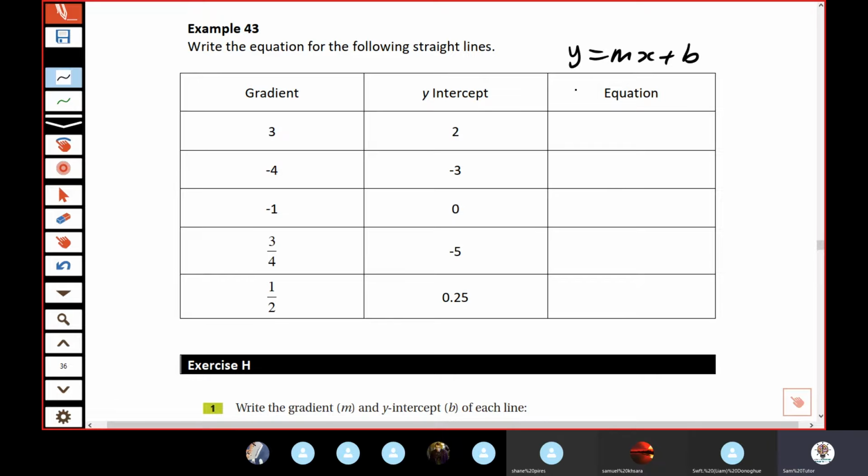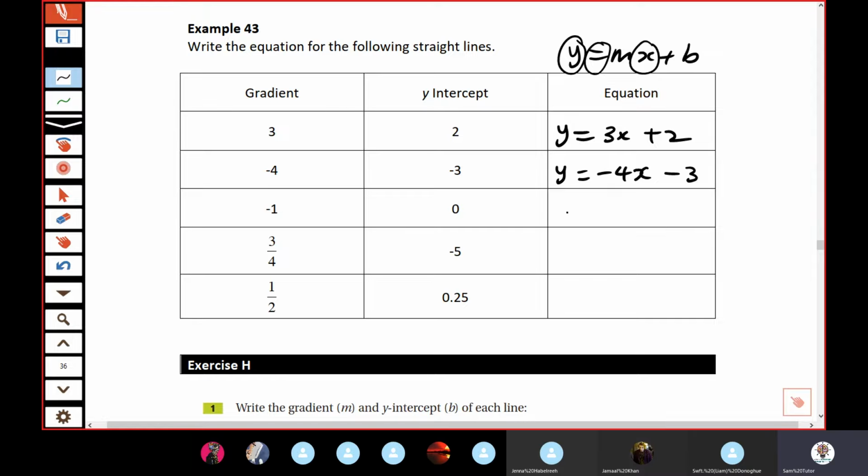Let's try with Jamal. Jamal, what do you reckon? Y equals 3x plus 2. Oh, too good. Jenna, y equals -4x minus 3. Yeah, it has to contain the y, the equals, and the x. Those are three things you definitely know it has to have. Y equals, and then the x. All right, cool. All good.